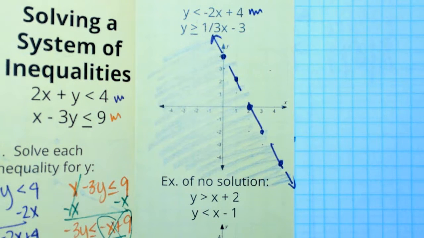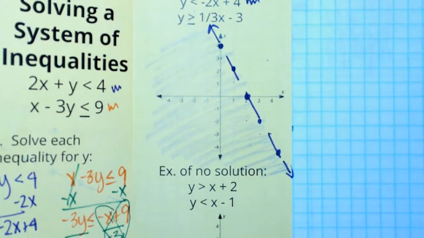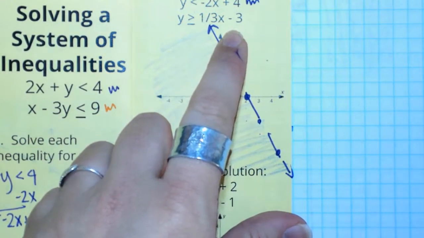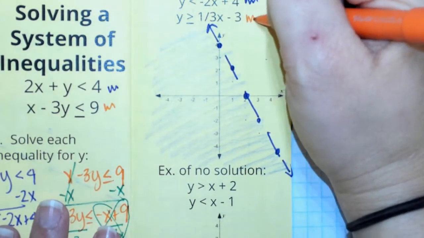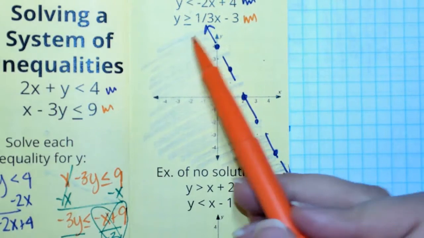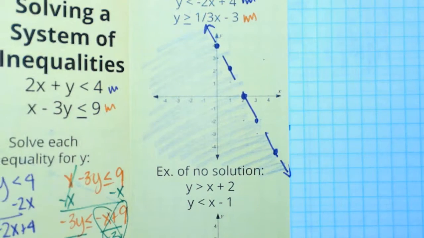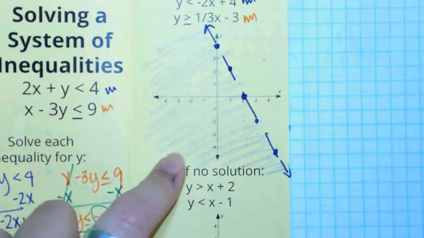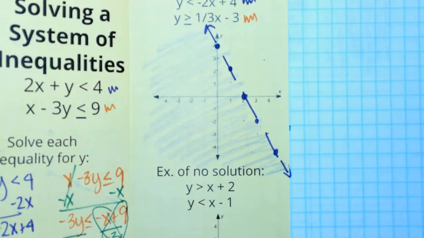Okay, so our first inequality is done. Now we need to graph our second inequality, which is this guy right here. Are we ready or do we need another minute? Okay. Remember, shade the entire graph, guys. Shade the entire graph, because all of these guys, even down here, are part of your solution.